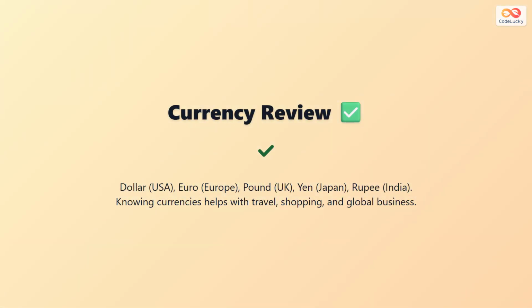Remember these important currencies: dollar from USA, euro from Europe, pound from UK, yen from Japan, rupee from India. Knowing world currencies helps you understand prices, travel better, shop internationally, and talk about money confidently.